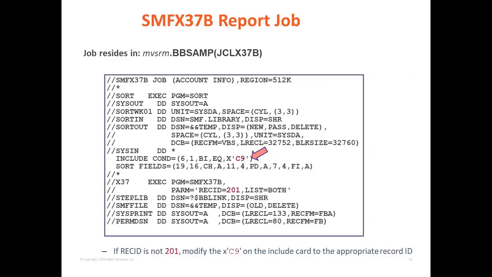The JCL for the X37B report includes a SYSIN statement that provides a hex value for the SMF record for SRM. For record 201, the value is hex C9. If you wish to use a different SMF record and you want to use the X37B report, you must change the value from C9 to the valid hex value for the new SMF record that is chosen. The rec ID is also listed on the PARM statement of the SMFX37B program exec statement.